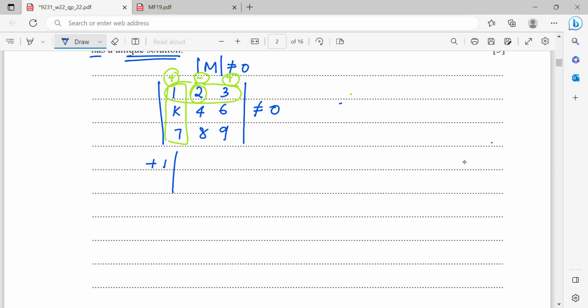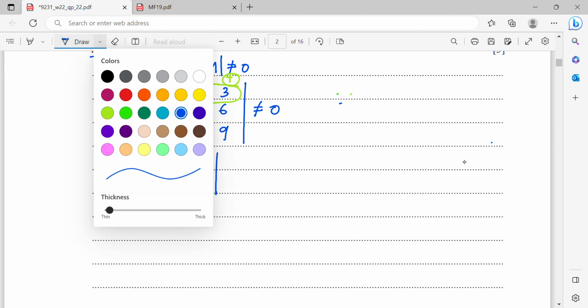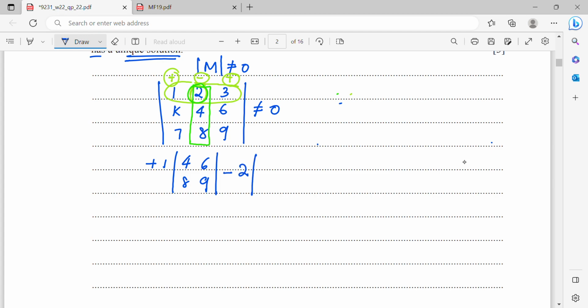Then the leftover terms 4, 6, 8, 9 will be in the determinant of a 2 by 2 matrix. Now the same goes for the second column. Just now we were fixing the first row and considering the first column. Now we move on to the second column. Then the cross out will be 2, and the sign is minus. So from here, I will be getting minus 2, then the determinant of the remaining terms, k, 6, 7, 9.